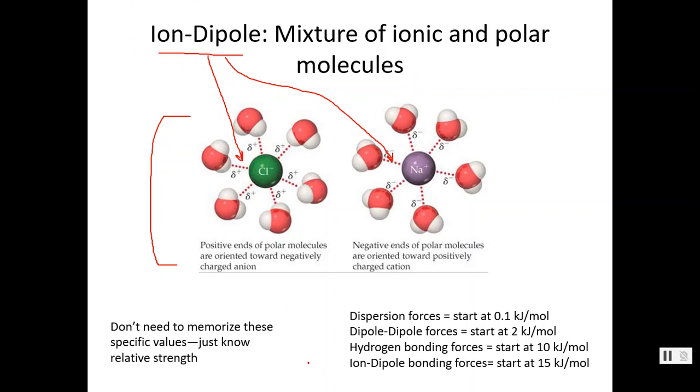Ion-dipole is the strongest intermolecular force we will talk about. And basically, ion-dipole is an intermolecular force that will occur if you have a mixture of ionic things, with a metal and a nonmetal, and polar molecules. So in the next two videos, we're going to talk about how to use these 4 intermolecular forces and identify which ones are present in a particular molecule.